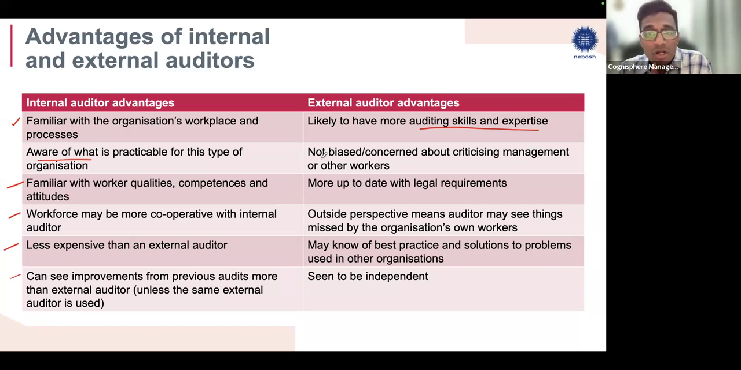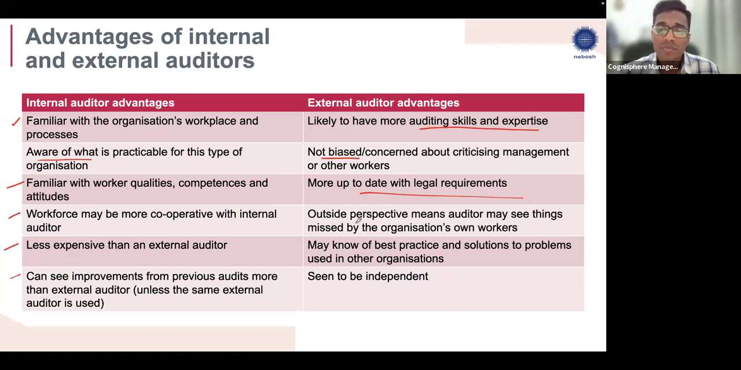Another advantage: not biased or concerned about criticizing management or other workers. They are external people. So they go by the audit standard and the requirement. So their findings will be evidence based. Okay. So when they're giving a recommendation, they don't care about whether the management will criticize. Okay, more up to date with the legal requirements. So any changes or amendments happening with the legal standards, they will be up to date.